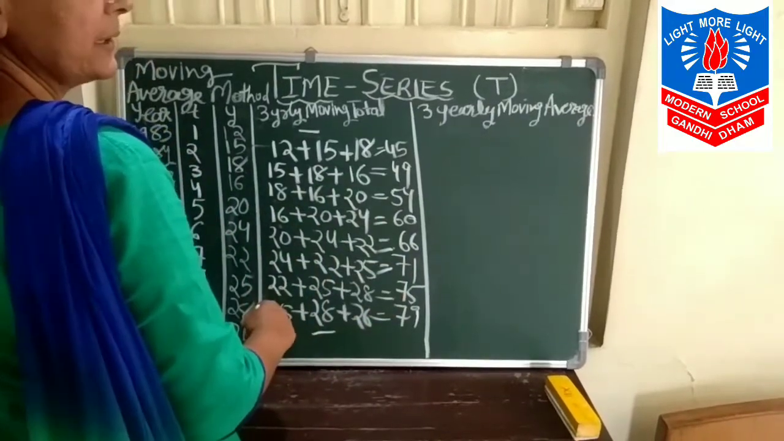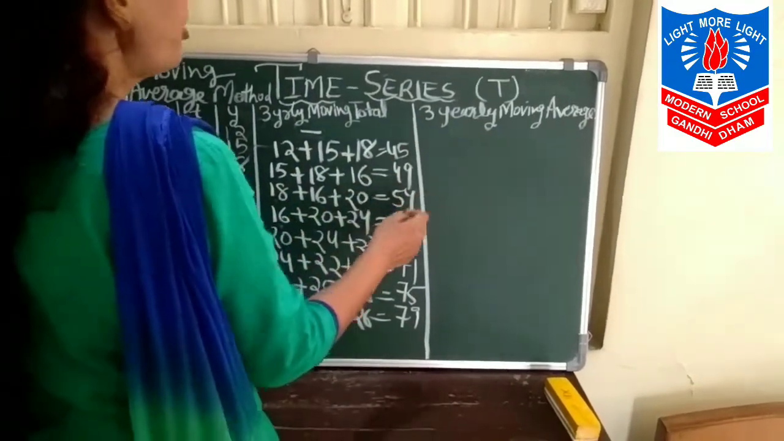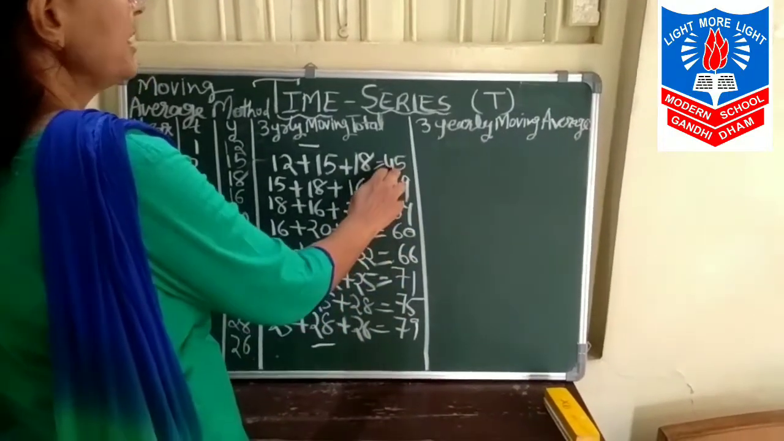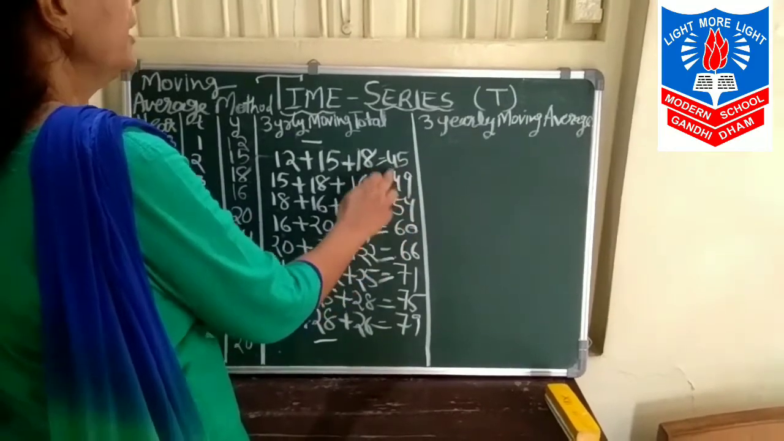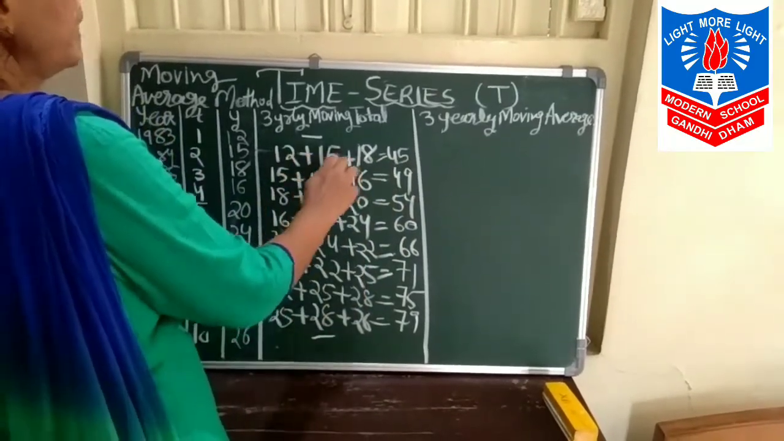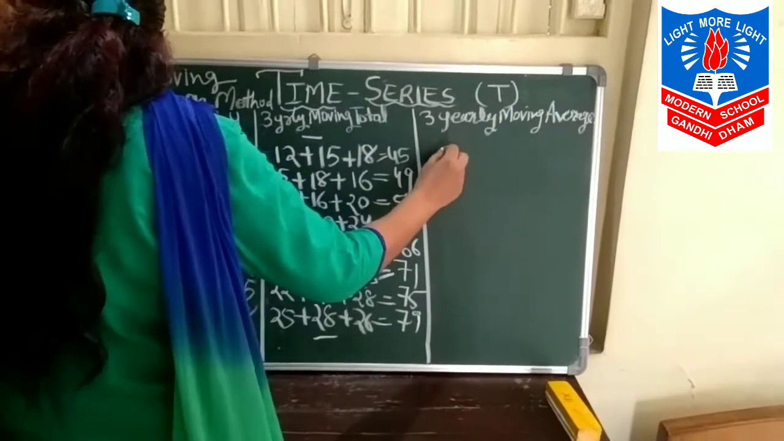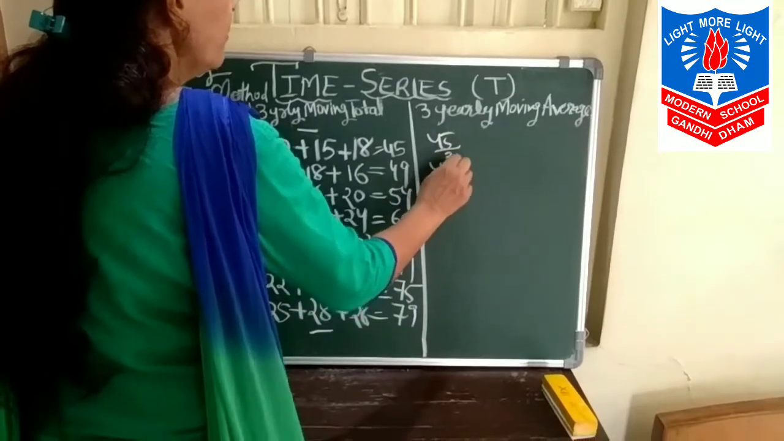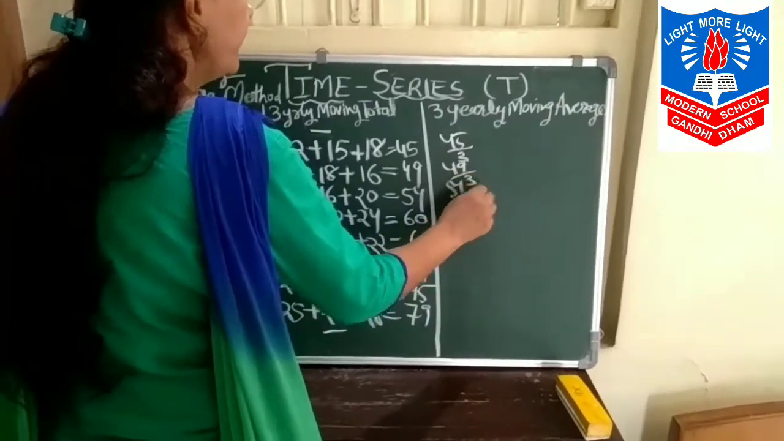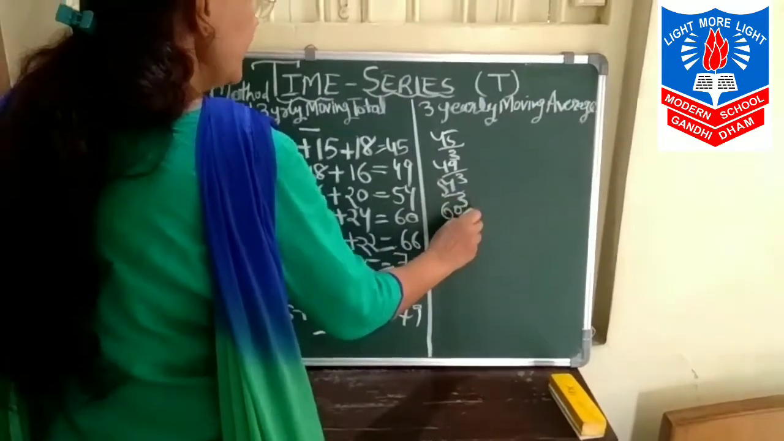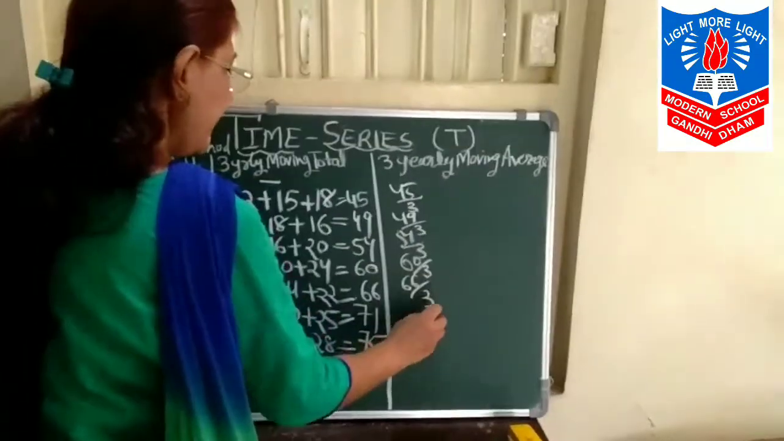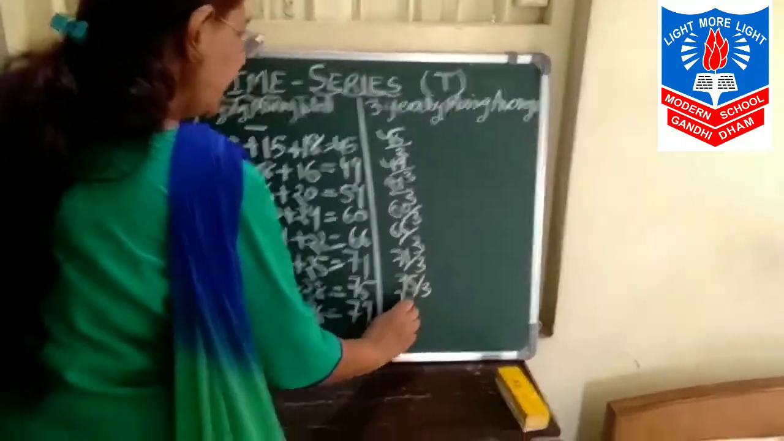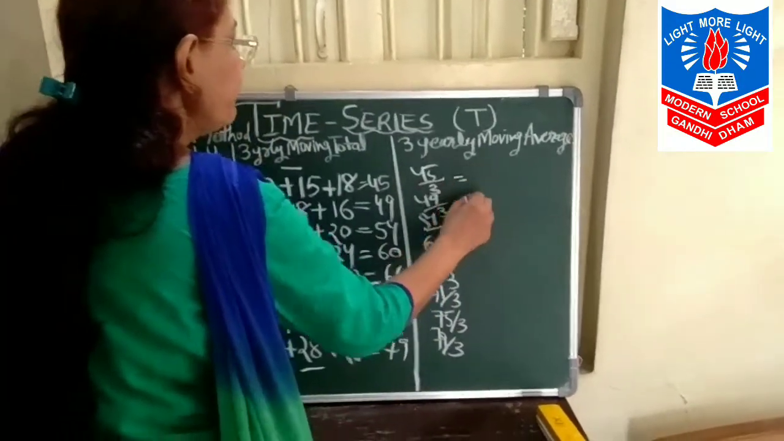Now these are only totals, these are not averages. So for average, normally how do we find average? That is sigma xi by n. Now this is your sigma xi, that is 45, 49, and n is 3 in all these cases. So our 3 yearly moving averages will be 45 by 3, 49 by 3, 54 by 3, 60 by 3, 66 by 3, 71 by 3, 75 by 3, and finally 79 by 3.